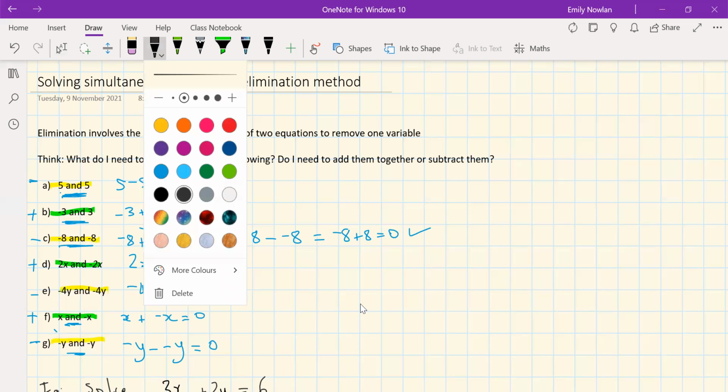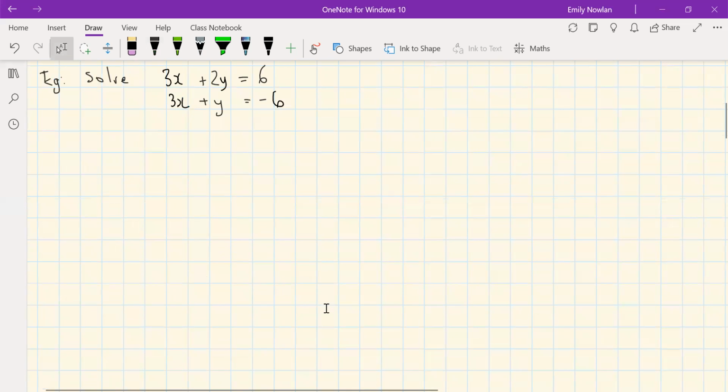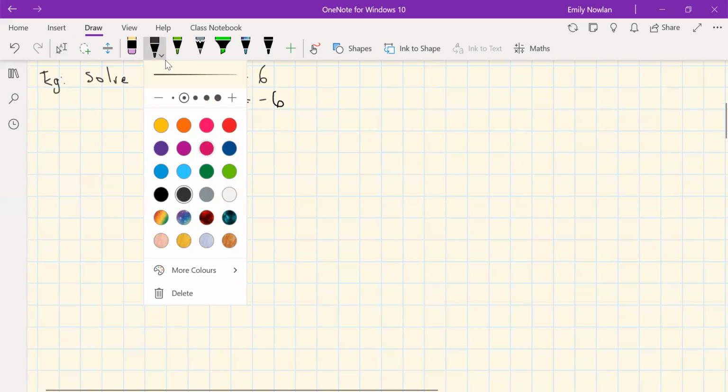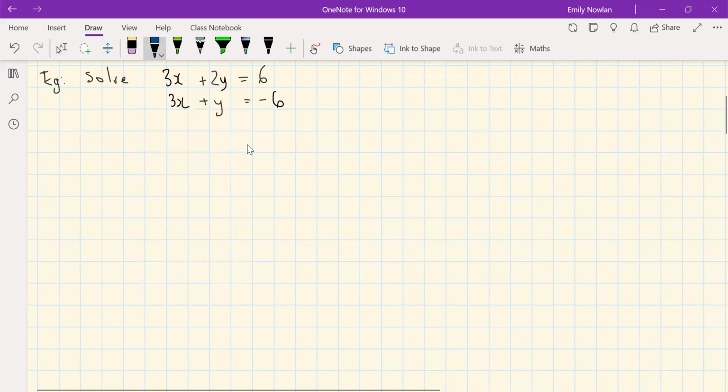So let's have a look at the first one here. Solve 3x plus 2y equals 6 and 3x plus y equals minus 6. The first thing I'm going to do is label these equations. That's my first equation. That's my second equation. Now let's have a look at the x terms and the y terms, and see whether there is something that is the same. Either the x's have to have the same coefficient or the y's have to have the same coefficient.